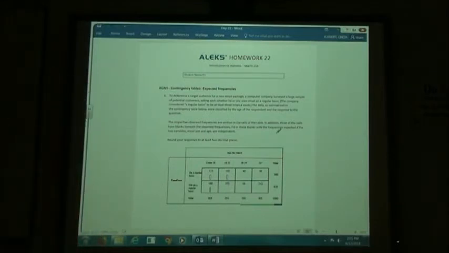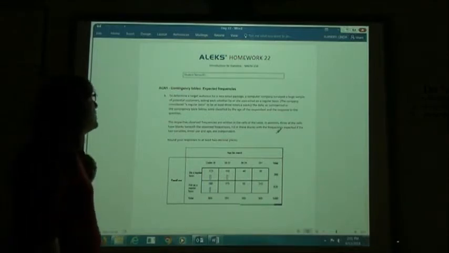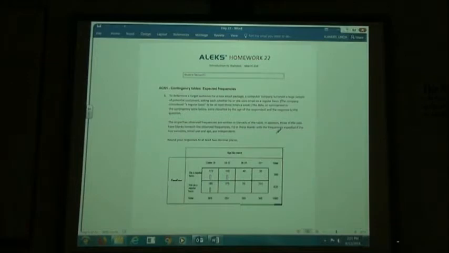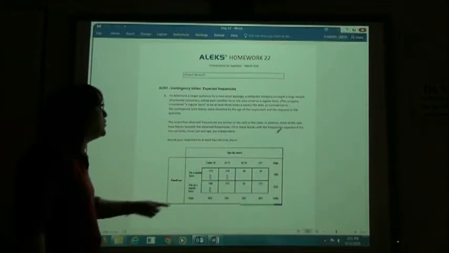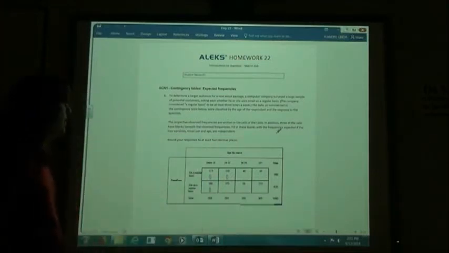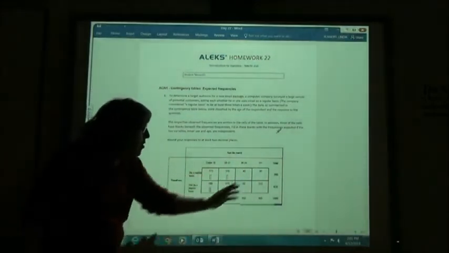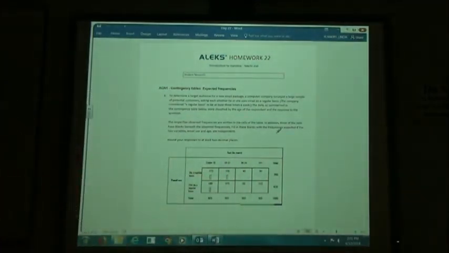In addition, 3 of the cells have been left blank beneath the observed frequencies. Fill in the blanks with the frequencies expected if the 2 variables, email use and age, are independent. Round your answer to 2 decimal places. So, here they're just going to have us fill in 3 of them. There are actually 8 that we could fill in when we're doing our contingency table.